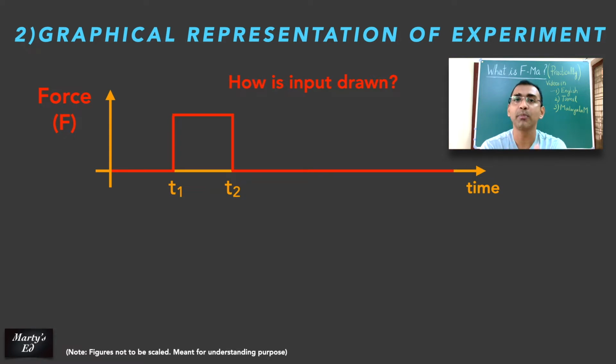Next, we are going to represent the output function, which is the velocity, on the time axis.